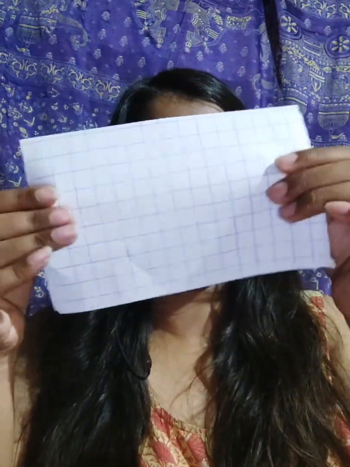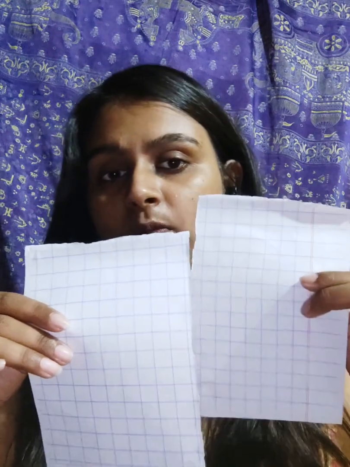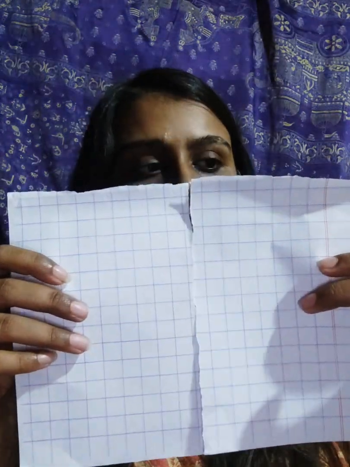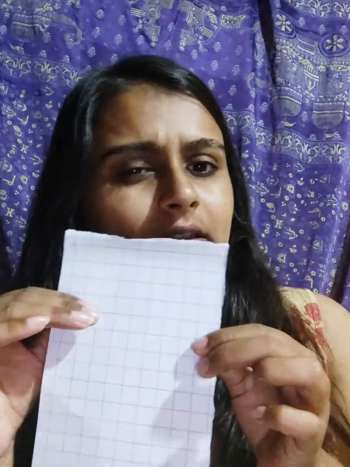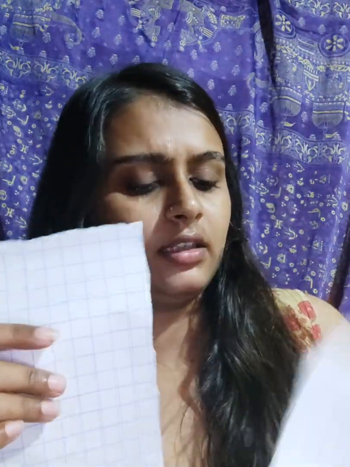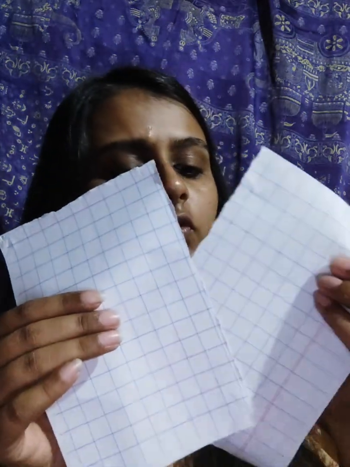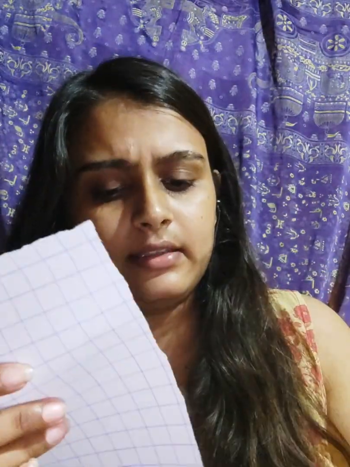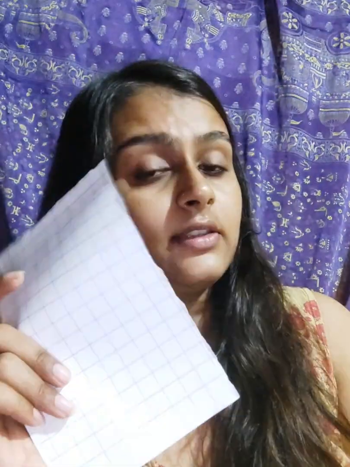So we fold it like this. Now we cut it. You can see we have two parts. This is the one sheet of paper that we had, and now it is in two parts. So what we call this part is, this is actually one part out of these two parts. Can you say that? Yes, of course. This is the one part out of these two parts, and this is called as half.